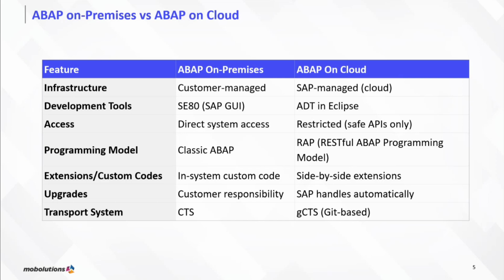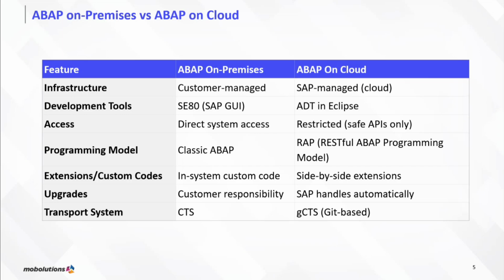Now, let's look at how ABAP on premises compares with ABAP on cloud. Starting with infrastructure, on premises is managed by the customer, meaning you are responsible for the system setup and maintenance. In contrast, ABAP on cloud is managed by SAP in their cloud environment, so you don't have to worry about the underlying infrastructure. When it comes to development tools, on-premises developers use SE80 through the classic SAP GUI, while cloud developers work with ADT in Eclipse, which offers a more modern and flexible experience.